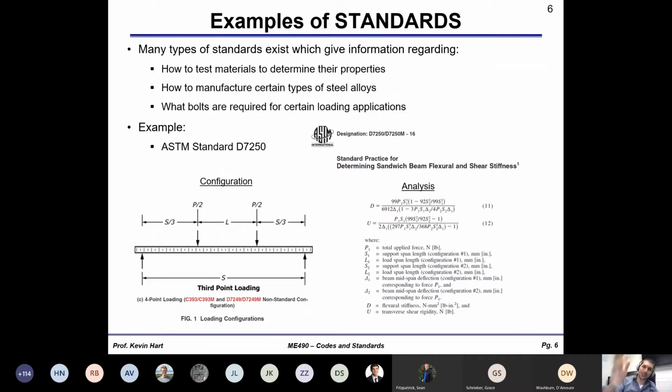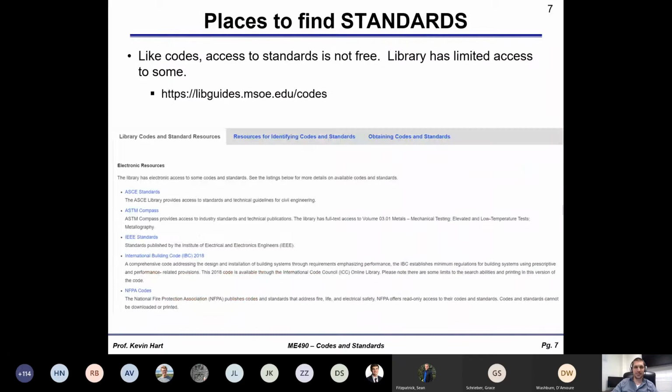Standards, for example testing materials, but others exist as well, like sizing of bolts, or how you make a steel alloy, or whatever. There are lots of different standards that exist. Where you might go to find these standards, again, get thee to the library search. The library here actually has a pretty large wealth of these standards, and that's because they're quite useful for us as design engineers.